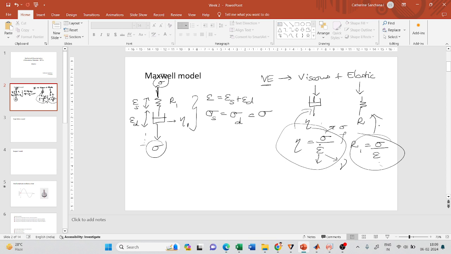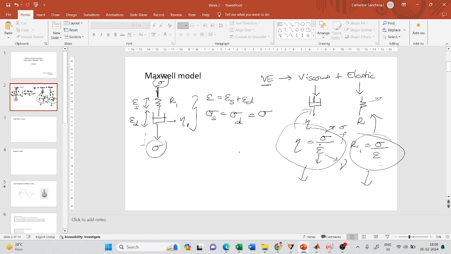An elastic material is modeled as a spring and the viscous material is modeled as a dashpot, and the constitutive relations are given as such. In the same way, a Maxwell model also needs to have a constitutive relation, right? So it needs to have an equation which relates stress and strain. So why do you need this constitutive relation?